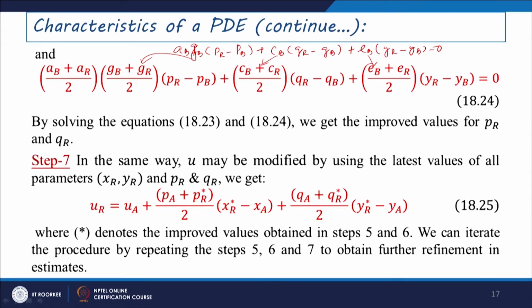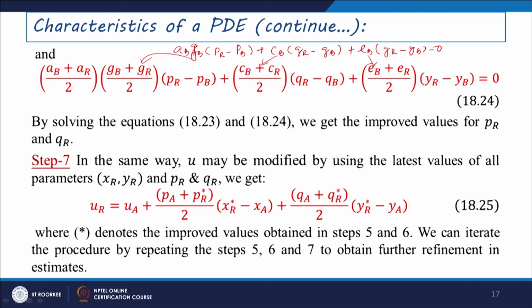In the same way, U can also be modified by using the latest values of all these parameters like XR, YR and PR and QR. And if you write this in an improved version, that is UR equals UA plus PA plus PR star. Here the star denotes the improved values obtained in steps 5 and 6, for PR star and QR star, and XR star and YR star.